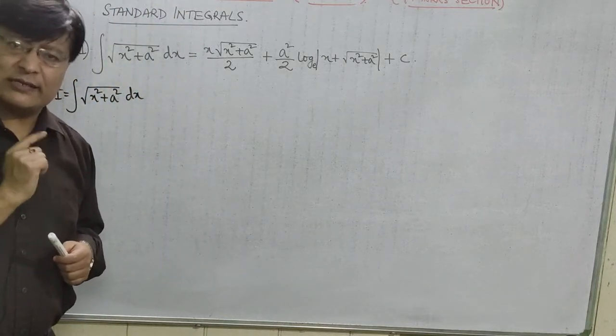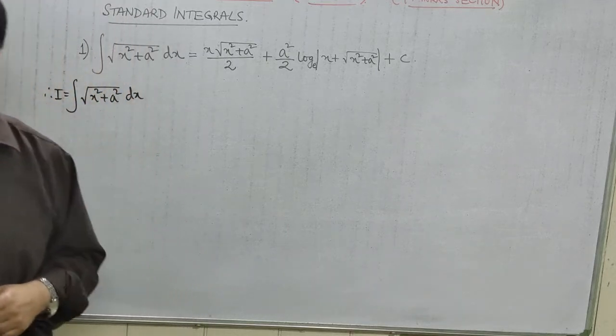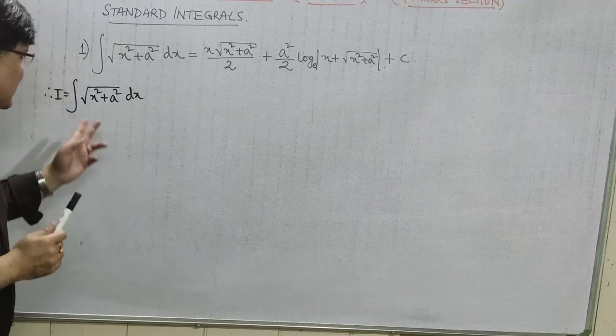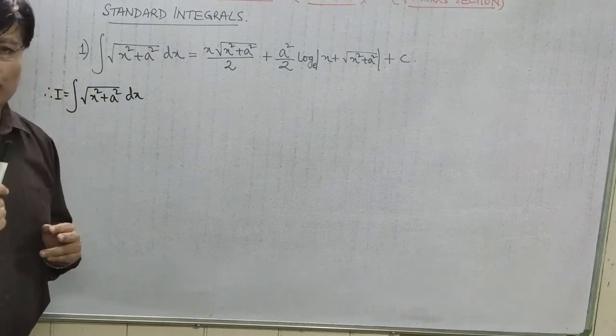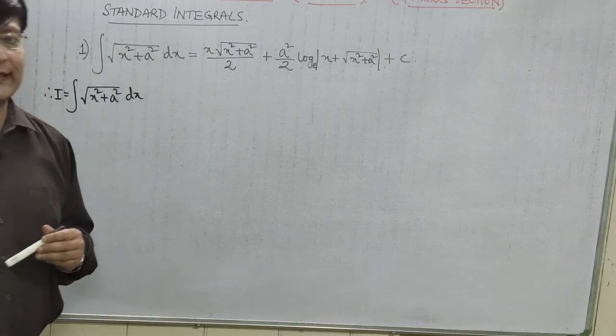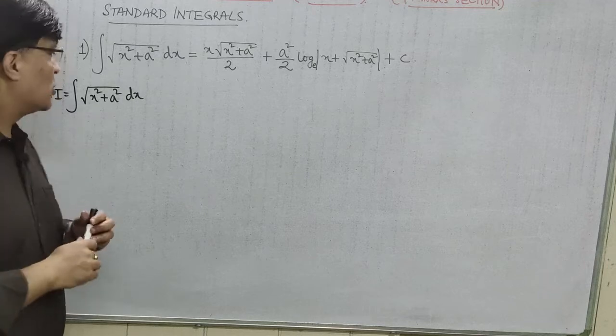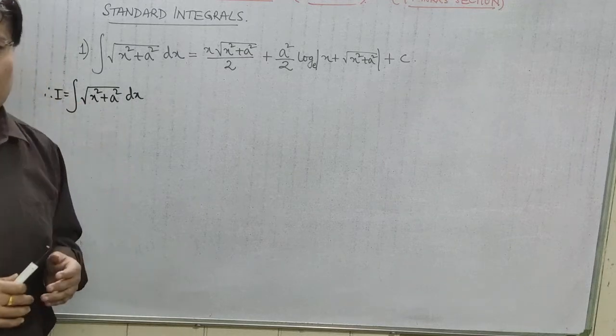So let us use integration by parts in this case. Actually, root over x square plus a square is the algebraic function and there is 1. So we can take this as the first function. Root over x square plus a square is taken as the first function and 1 is taken as the second function in this case. Don't use the word LIATE here. So this is quite a different problem.